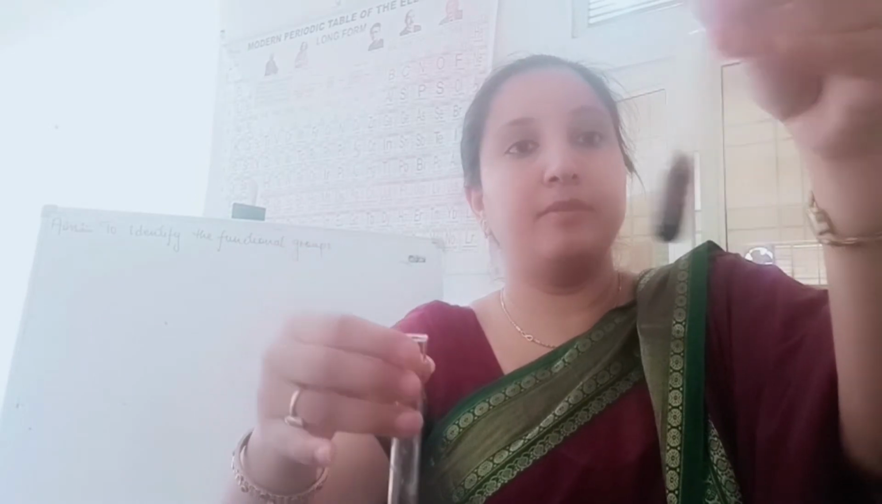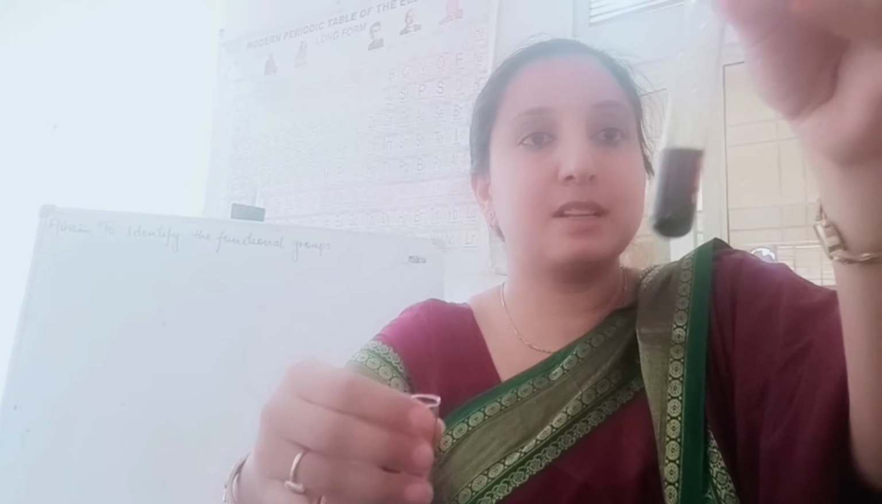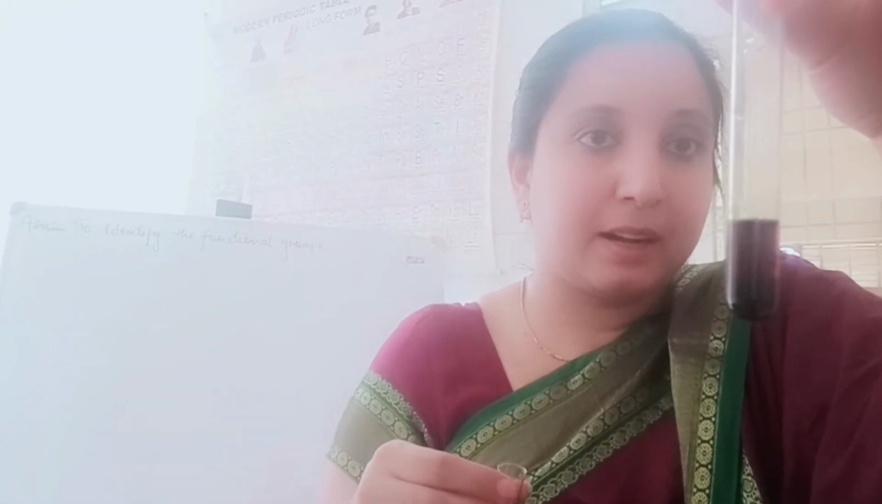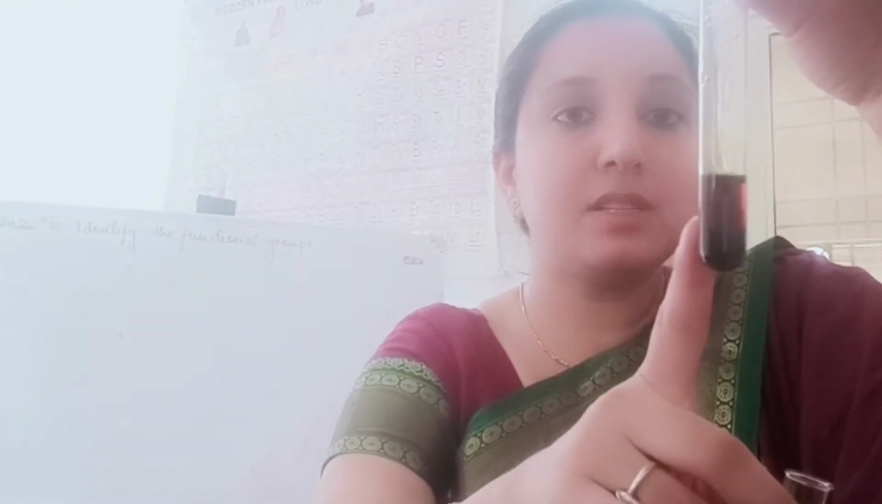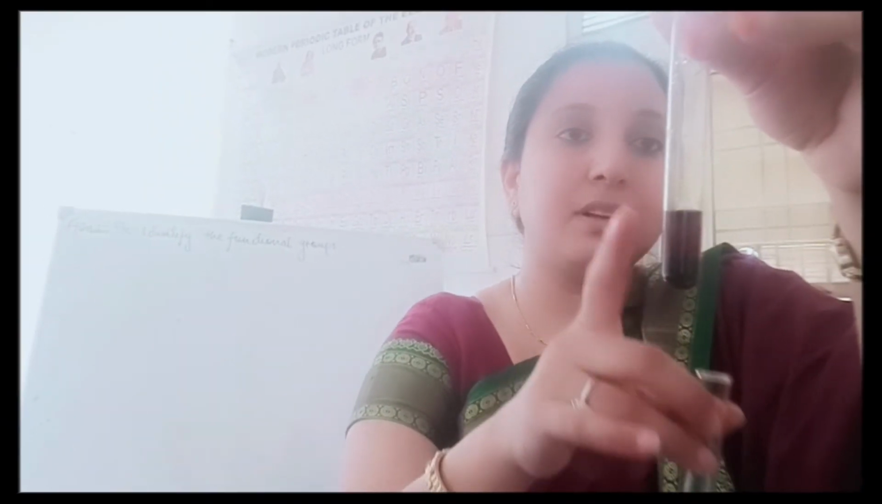Now look over here, the color is being changed, and this color is just like the color of the brinjal, that is a violet color. So this appearance of the violet color proves that the given sample consists of the phenolic group.